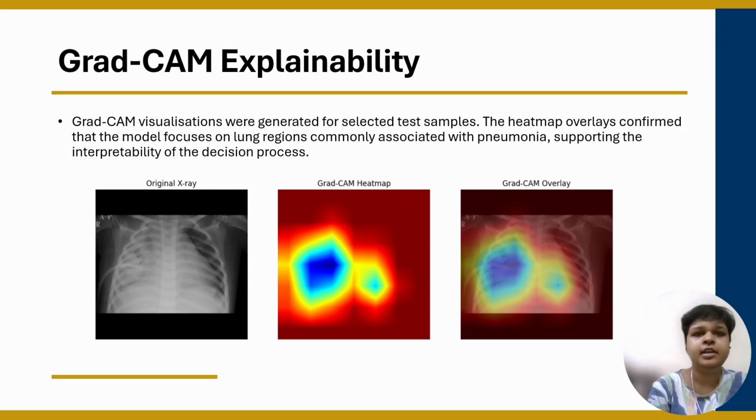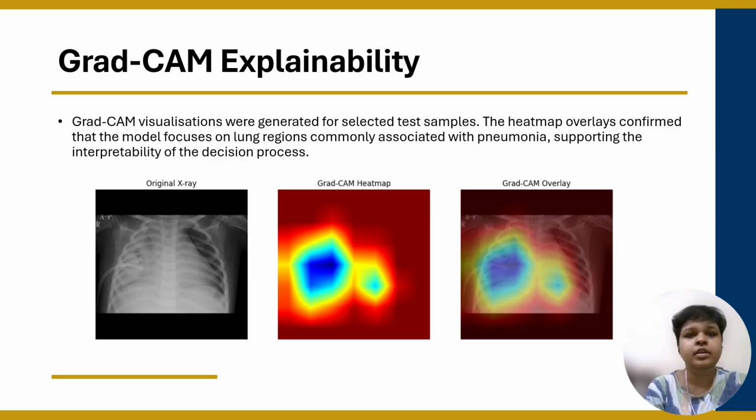So Grad-CAM generates visual heat maps that highlight the regions of the X-ray images that influence the model's decision. As we can see, the highlighted area corresponds mainly to the lung region, which aligns with clinical expectations. This explainability component increases transparency and builds trust in the model's prediction.